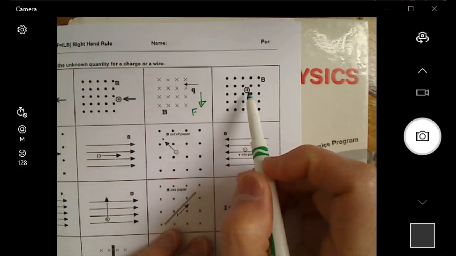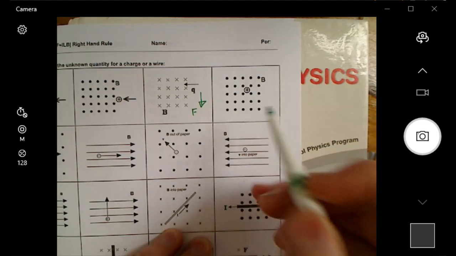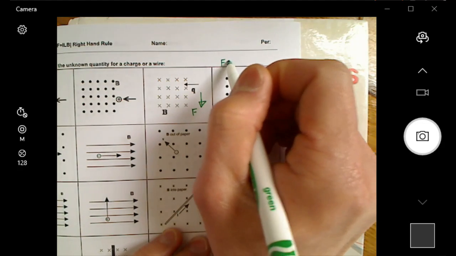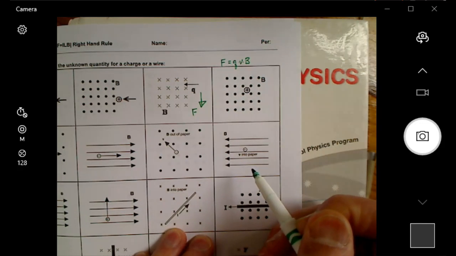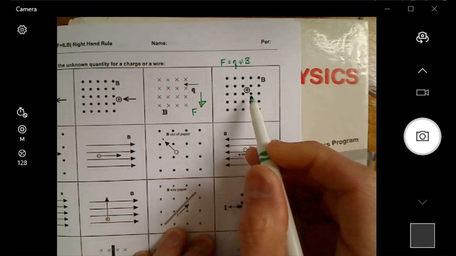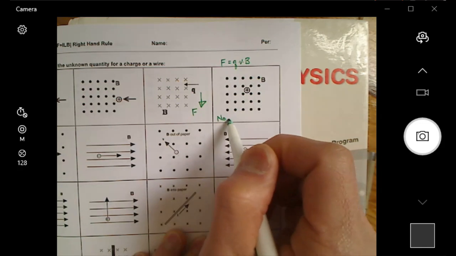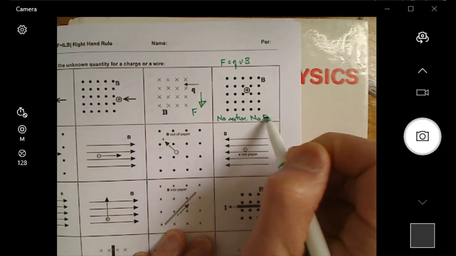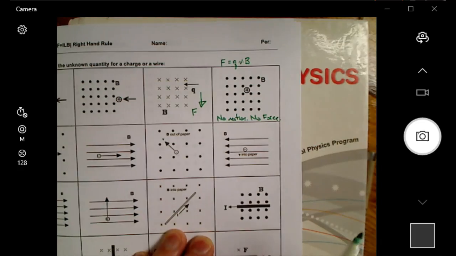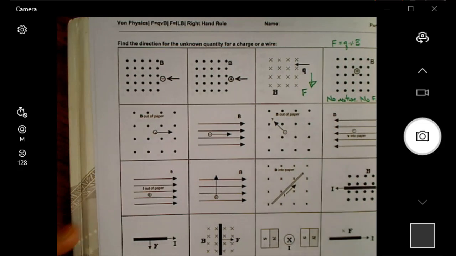The fourth one, we have a charge sitting in a field that's not moving. Remember, the equation is F is equal to Q times V times B. And if the velocity is 0, it means it's not moving, then there's no force. So no motion, no force. And we'll do a couple more here, and then the rest I'll leave for you guys to do for homework.